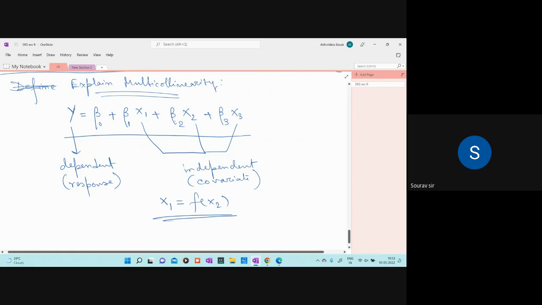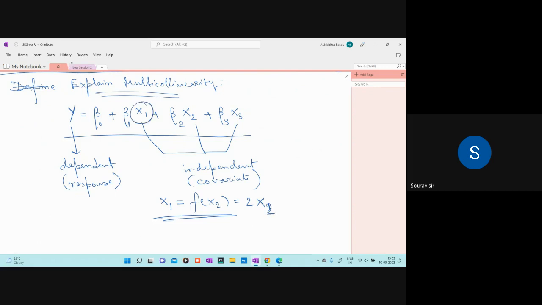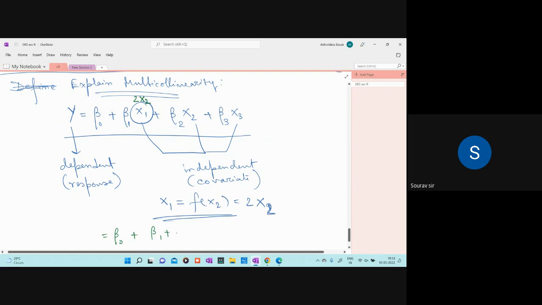Suppose x1 is nothing but twice of x2. Then why would I go for x1? I should have replaced this x1 with something like twice of x2. Then my model should have become beta naught plus beta 1 into twice x2 plus beta 2 into x2 plus beta 3.